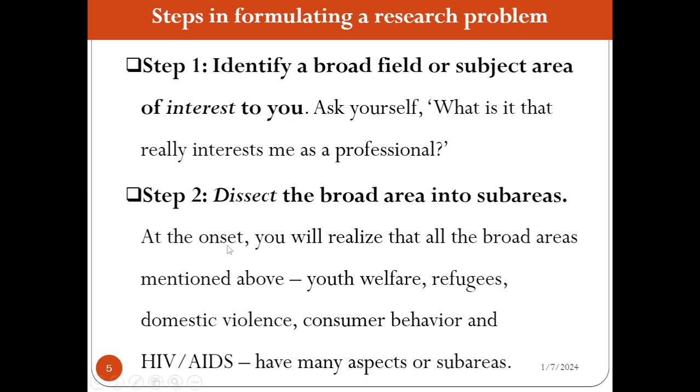The author says at the onset, you will realize that all the broad areas mentioned above, for example, specifically in your book, youth welfare, refugees, domestic violence, consumer behavior, HIV or AIDS, have many aspects or sub areas. Even if we are talking about AIDS, we can talk about the transmission of AIDS, how AIDS is transmitted from one person to another, or how fatal it is, and how people are infected. So many dimensions are there, or how to control it, or how to protect ourselves.